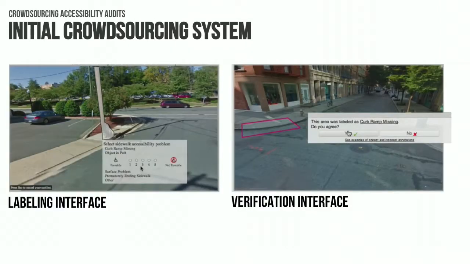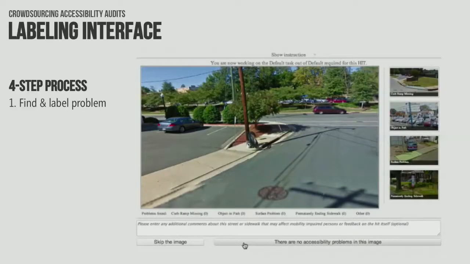And to begin addressing this, we built an initial crowdsourcing system that has both a labeling interface and a verification interface. Labeling is a four-step process, so imagine that you're a user. Hopefully you'll see some problem in this image. So the first part is that you have to find the problem, and then you can label it using our pixel outlining tool.